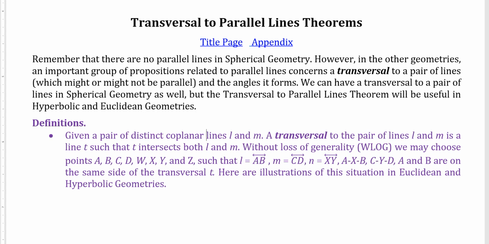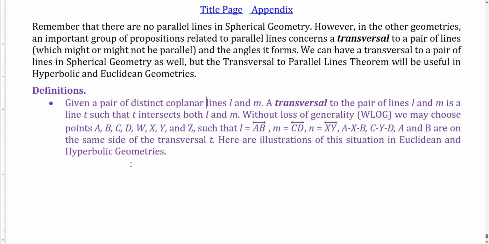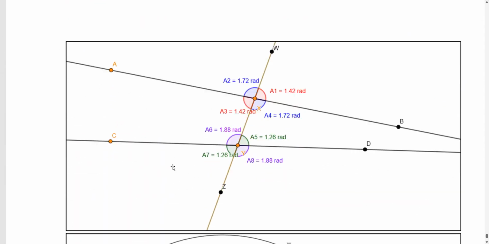So without loss of generality, that's what WLOG is an abbreviation for, we may choose points A, B, C, D, W, X, Y, and Z such that L is line AB, M is line CD, N is line XY, X is between A and B, Y is between C and D, and A and B are on the same side of the transversal T. Now that's a mouthful, but remember when we're doing geometry, you have to be able to not just look at a picture and say, oh yeah, this is how it's set up. You have to be able to adequately describe that. And so you kind of have to do all this to be able to get this picture.